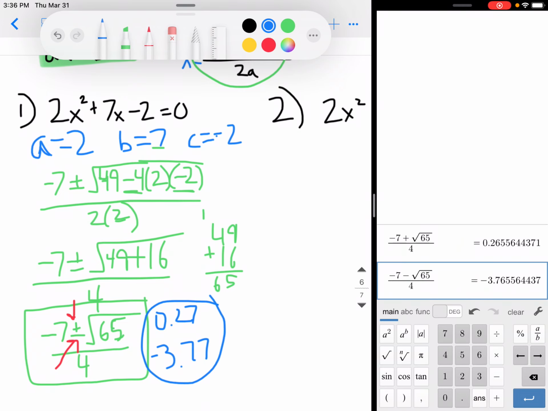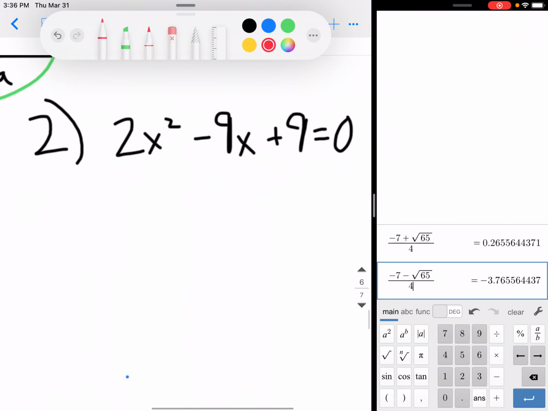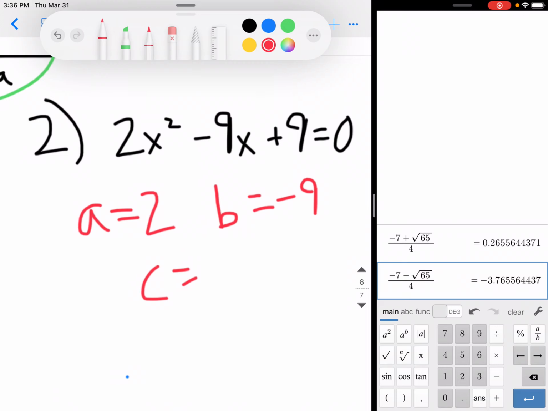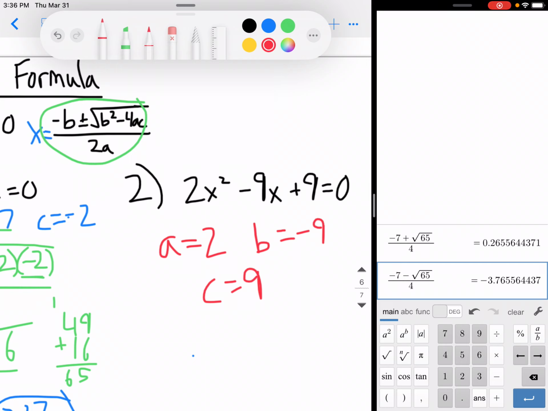Okay? Now, let's do the same thing over here. What I'm going to do is show you how we can just type this all into a calculator if we just need to get the decimal equivalent. So again, I want to identify what I have. A is equal to 2, B is equal to -9, and C is equal to 9. And what I need to do is put that formula in, -b plus or minus the square root of b squared minus 4ac all over 2a.